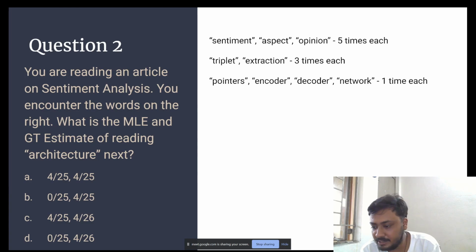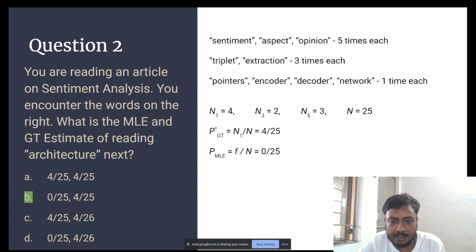The hint here is that you have not seen "architecture" yet. So the MLE of "architecture" should be 0 actually. And yes, B is the correct answer.